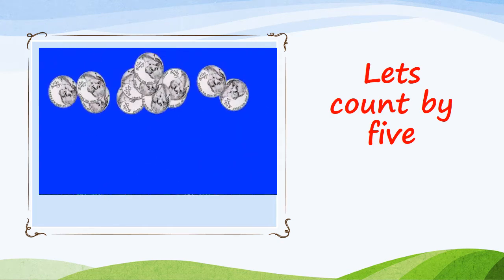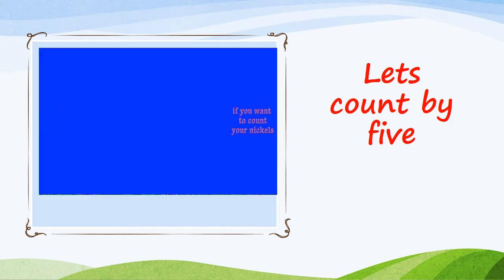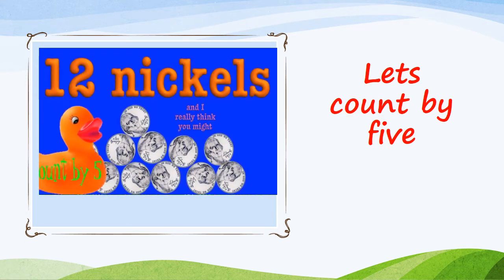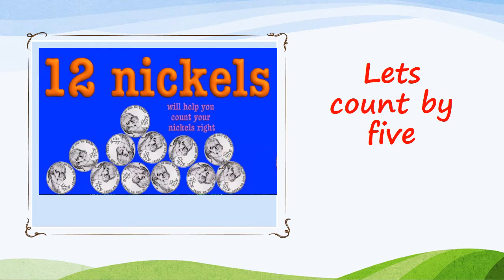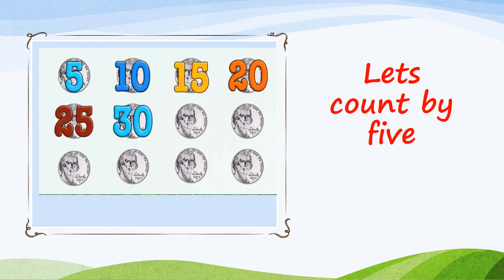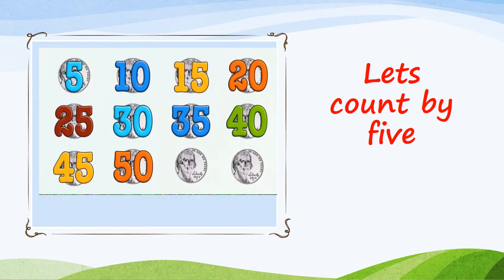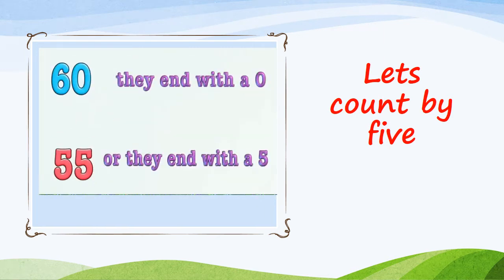Well, I saved a stack of nickels, there were 12 there in my pile. How much money did I have? Let me think for a while. If you wanna count your nickels, and I really think you might, counting nickels up by fives will help you count your nickels right. 5, 10, 15, 20, 25, 30, 35, 40, 45, 50, 55, 60. They end with a 0 or they end with a 5.